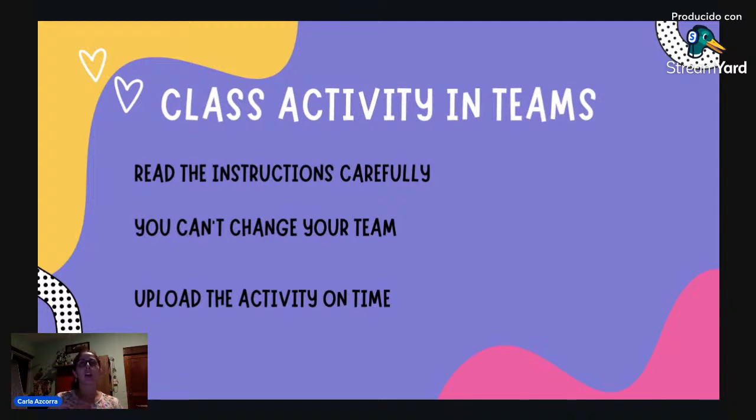Upload the activity on time. You have most of the class to finish your activity. Tienen suficiente tiempo de la clase para completar su actividad. Pueden hacer su actividad en Canva, en PowerPoint, en cualquiera, pero tiene que ser un archivo electrónico. Así que tienen tiempo suficiente para terminar esta actividad en clase.